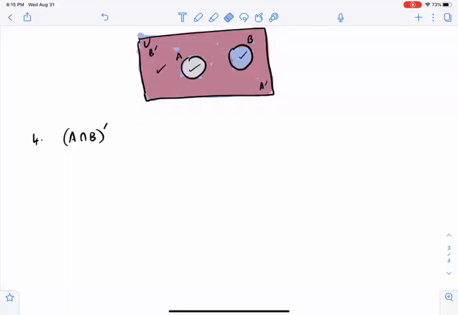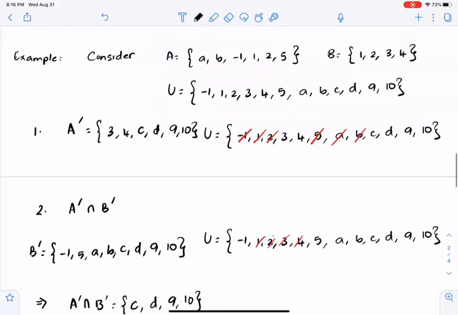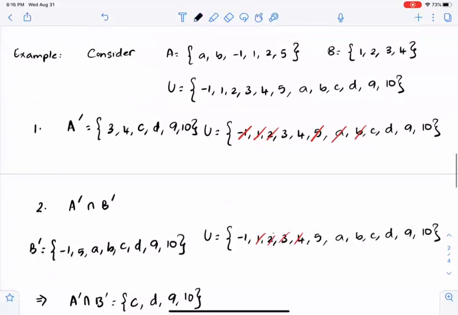We want to find A intersect B complement, and oftentimes people might say, well, this is the same as A complement intersect B complement. It is not. So you're taking the intersection first and you're looking for the complement of that entire set. The very first step is to look for the intersection. So A intersect B will be 1 and 2.